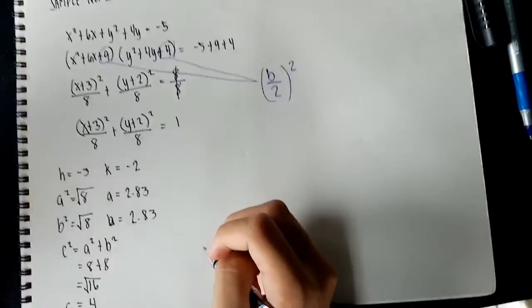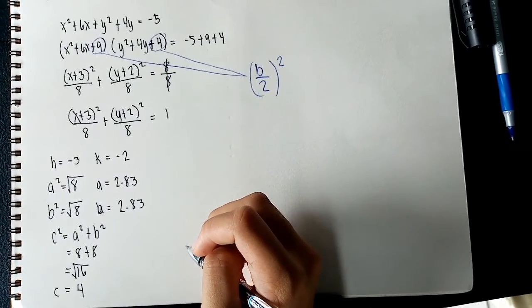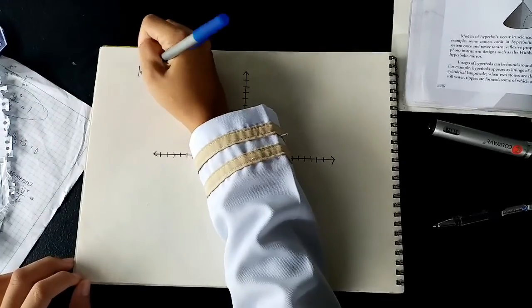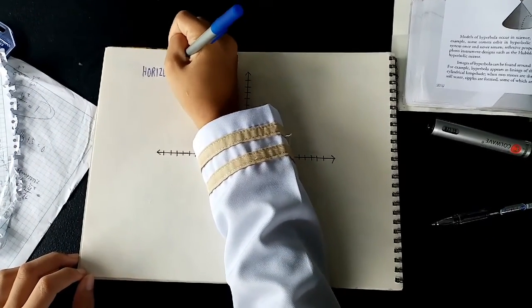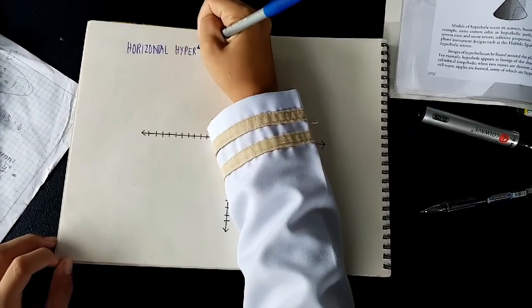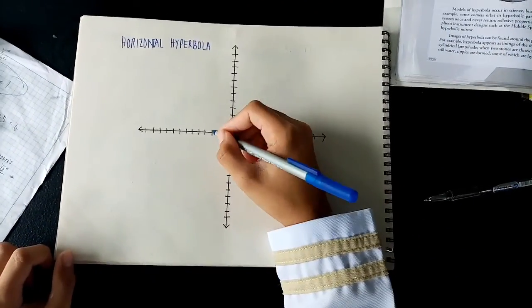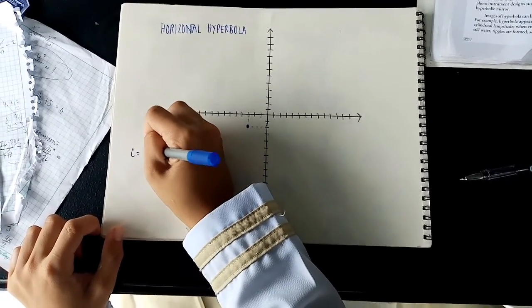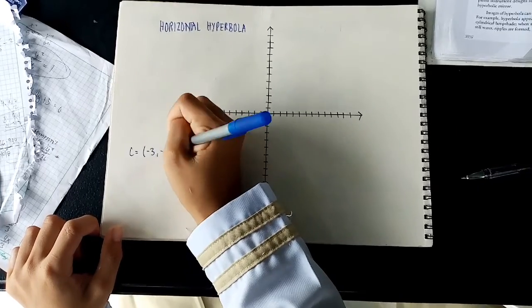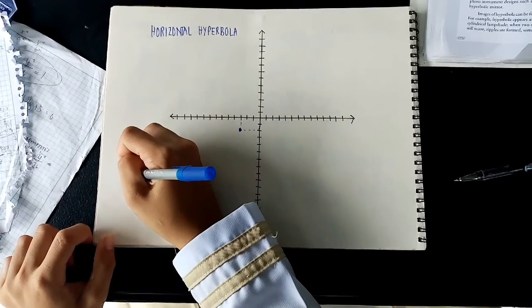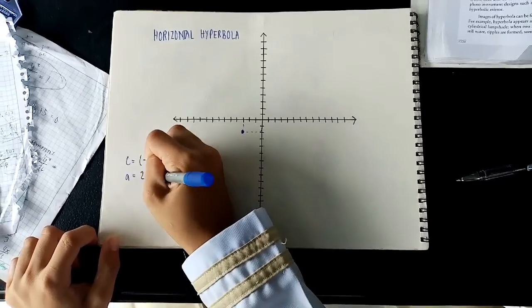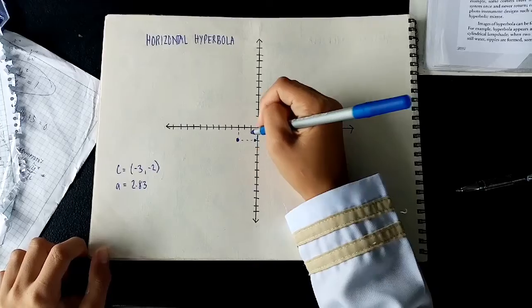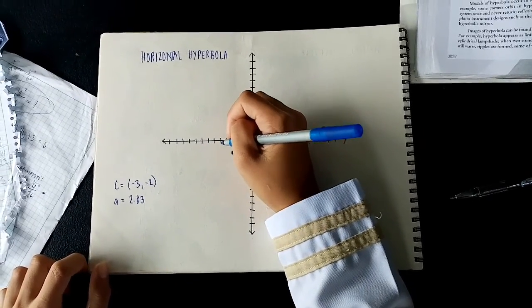Next, let's graph this equation. Okay, let's find the horizontal hyperbola. First, let us find our center. That is actually the h and k. So our center is -3 and -2. Next, let us find our letter A. So our letter A is 2.83. It is on the left side of our center and on the right side of our center.